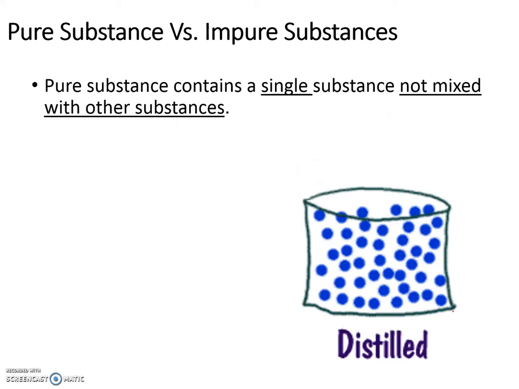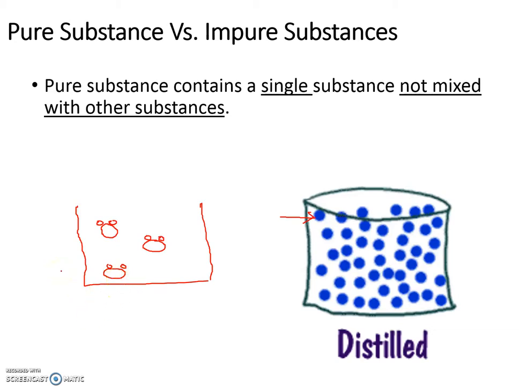Now, you should have drawn something like this, where there's only one type of particle. But of course, if you remember, water has this Mickey Mouse shape, right? One oxygen atom and two hydrogen atoms. So if you drew something like this as well, it will be perfectly fine. Alright, so either one of these diagrams would be fine, where there's only one type of particle.